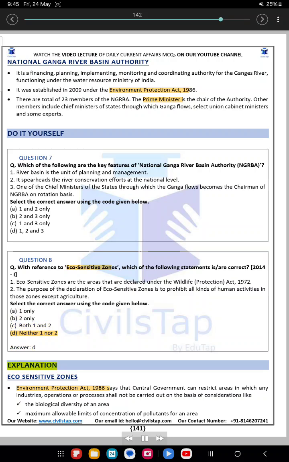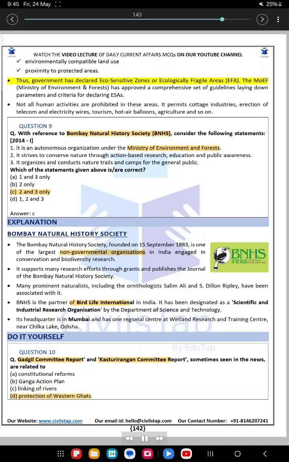Answer D. Explanation. Eco-sensitive zones. The Environment Protection Act, 1986 says that the central government can restrict areas in which any industries, operations or processes shall not be carried out on the basis of considerations like the biological diversity of an area, maximum allowable limits of concentration of pollutants for an area, environmentally compatible land use, proximity to protected areas. Thus, government has declared eco-sensitive zones or ecologically fragile areas (EFA).